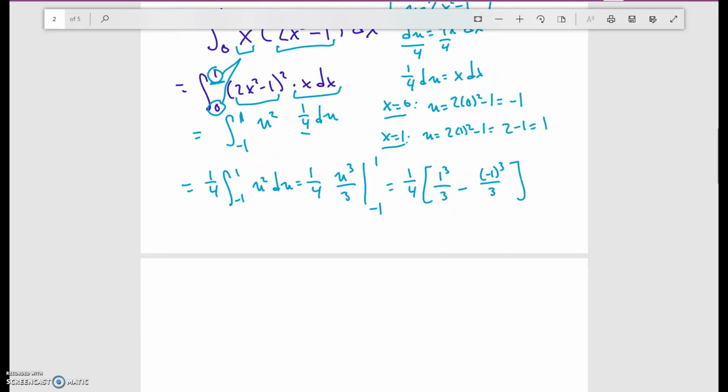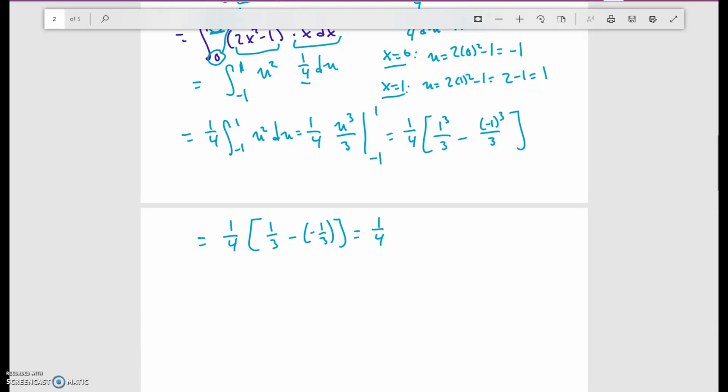All right, so what is this going to give me? So I'm going to have 1/4. This part's going to be 1/3 minus, this is going to be -1/3. Okay, so it's 1/4. This is going to give me a positive, so it's going to be 2/3. And what I'm going to have, let me take a 1 there, let me take a 2 there, so I'm going to have 1/6. So this is going to be my answer.